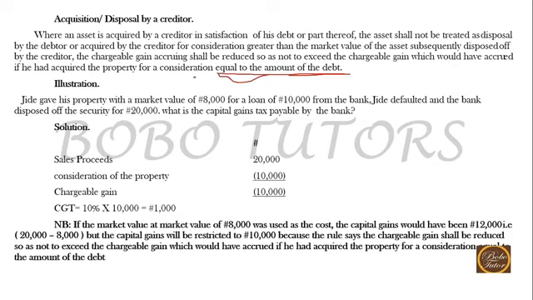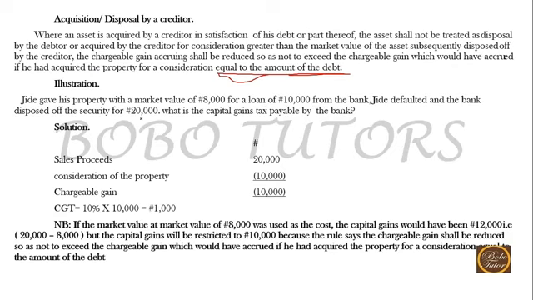What they are trying to say is that the consideration, that is the cost of acquisition, remember we'll be deducting the cost of acquisition from sales proceeds. The cost of acquisition here will be an amount equal to the amount of debt. Do you understand? Equal to the amount of debt. Now let's look at an illustration for better understanding. Jide gave his property with a market value of 8,000 naira for a loan of 10,000 from the bank. Jide defaulted and the bank disposed of the security for 20,000.